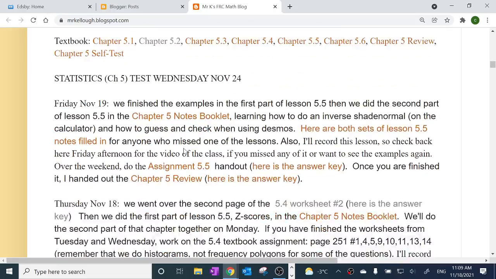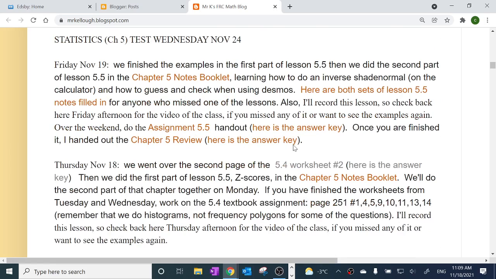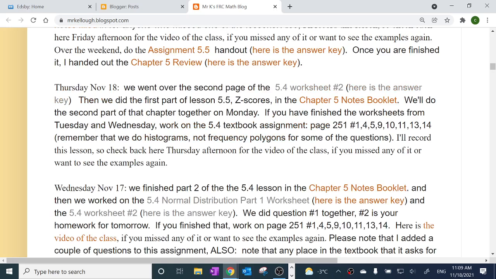This is attempt 2. We had a computer crash a minute ago. We started this video a minute ago, and we're starting it again. So we're going to finish the examples in the first part. Oh, sorry, this is Thursday. We're going to go over the second page. Actually, we'll go over both pages of this worksheet, and then we're going to do a little lesson on z-scores. So that's the plan for today.